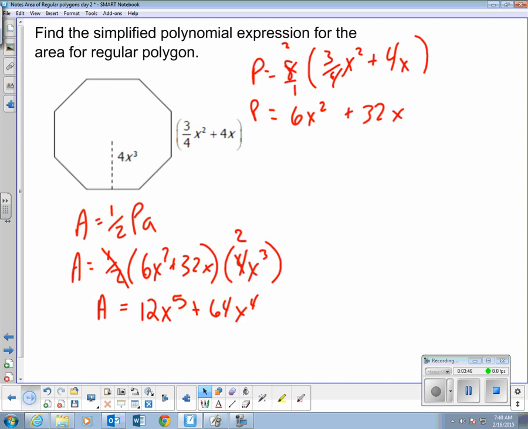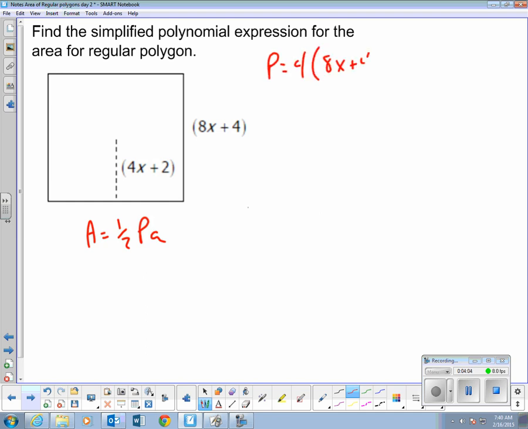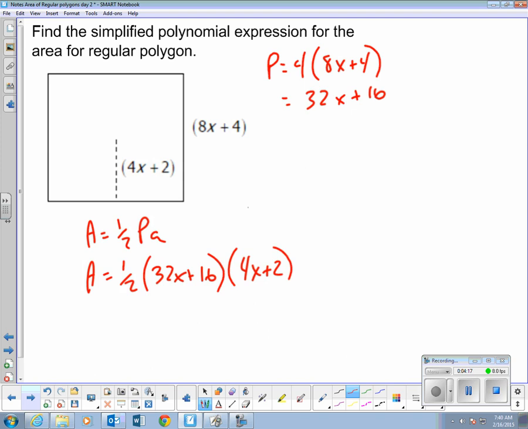All right, so we got one more last example. In this example, we have a regular polygon that's a square. We're still going to run through this process of area is equal to 1/2 perimeter times apothem. So if we take this one, do our perimeter first, 4 times 8x plus 4, which is 32x plus 16. So area is equal to 1/2 perimeter, which is 32x plus 16, times my apothem, which is 4x plus 2.